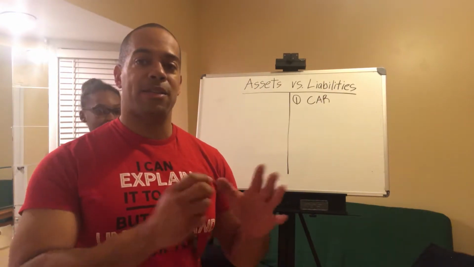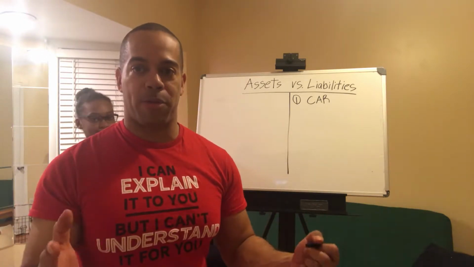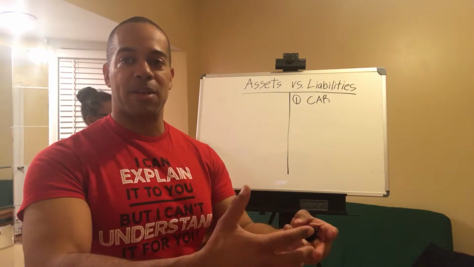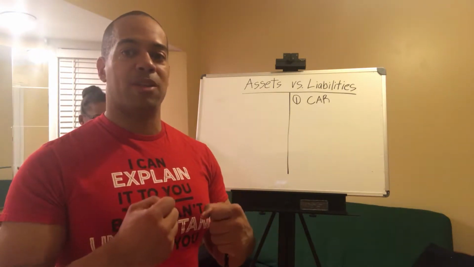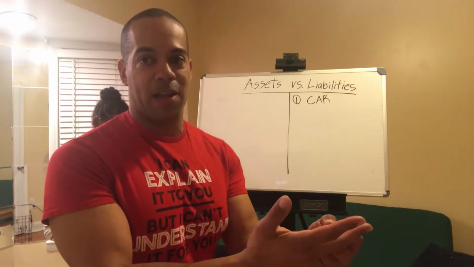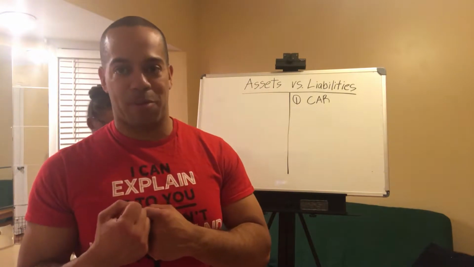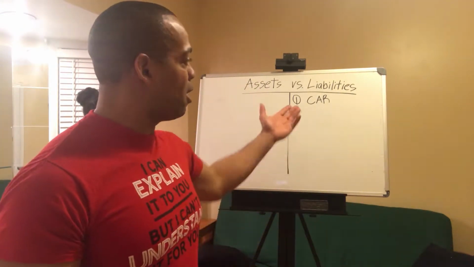Let me explain first while she's writing car up there. An asset is something that adds to your wealth. It adds to you. A liability is something that takes from you. So an asset would be something that would give you $10. A liability would be something that takes the $10 from you. All right, so now let's look at our first example, a car.